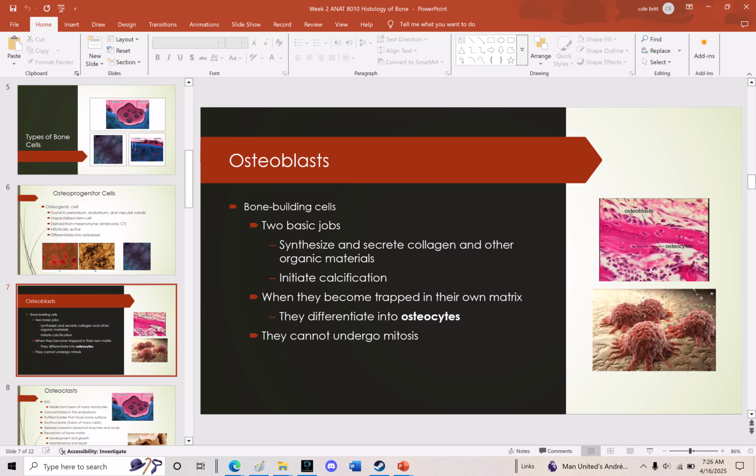Yes, sir? Will you usually see a presence of osteoblasts during like a bone break, or are they always kind of rebuilding bone? So I would say both. So there's always sort of a turnover of bone.